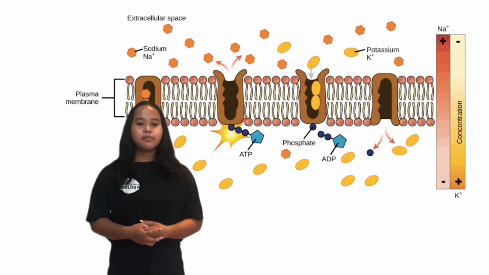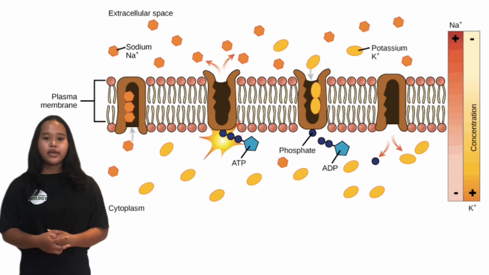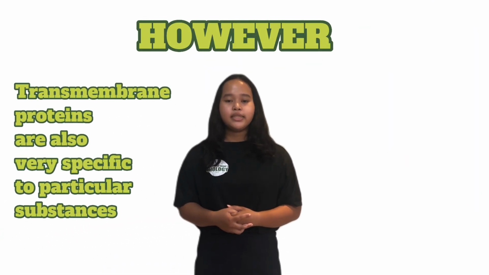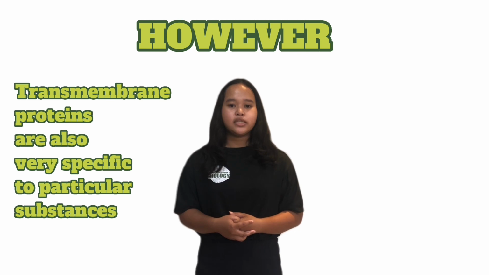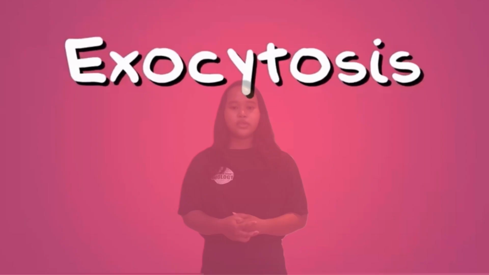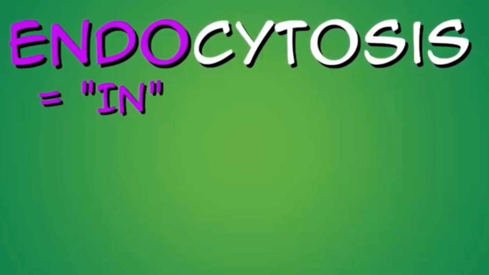In contrast, active transport requires energy to happen. This is where the transmembrane proteins are energized by ATP to force molecules to move against a concentration gradient. However, transmembrane proteins are also very specific to particular substances, requiring large molecules to go through a process called exocytosis, where cells expel materials out of the cell, and endocytosis, where cells take in materials.